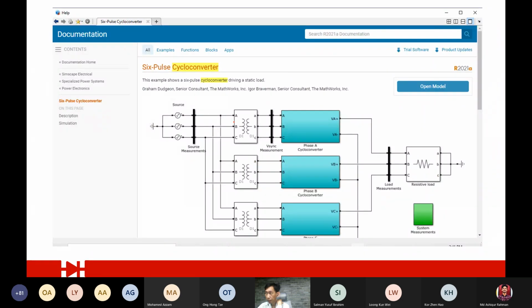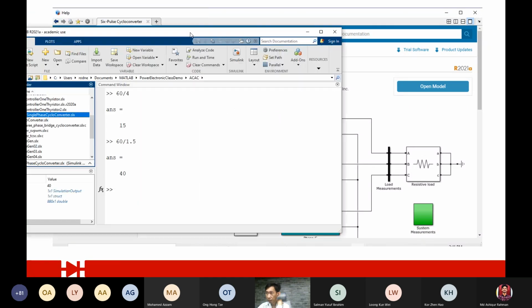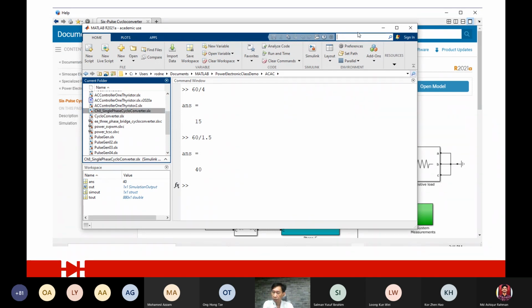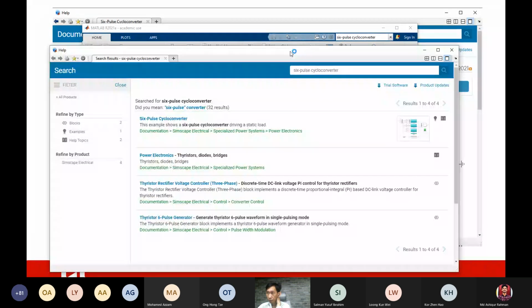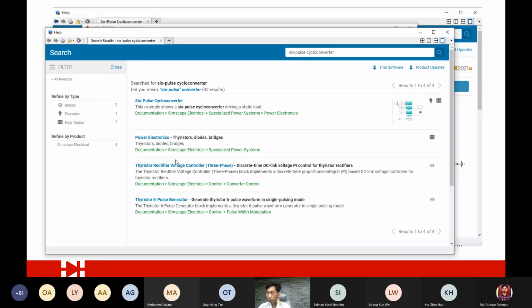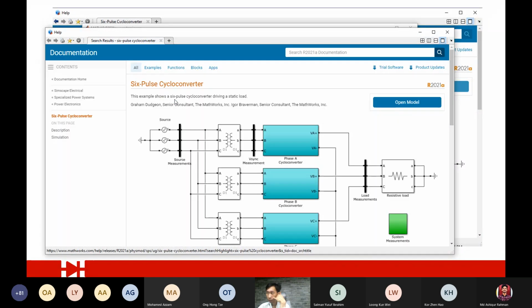Okay, I didn't construct this simply because MATLAB itself already has this model inside. So you can just type sixpulse cycloconverter. You can play around with it. Okay, if you type here, it should pop up. Okay, so it actually pops up here. So you just open the model. It's going to take some time.